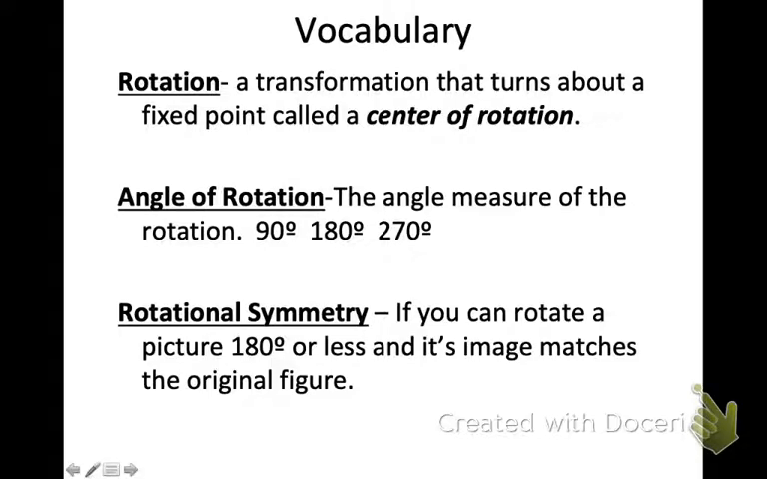Something called rotational symmetry is when you can rotate the picture 180 degrees or less and its image looks like the original figure. So let's look at all 3 of those: angles of rotation, rotational symmetry, and what it looks like about a center of rotation. Take a minute, pause the recording, and write down the notes.